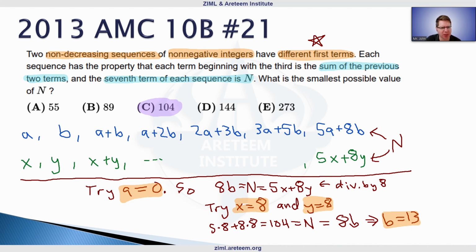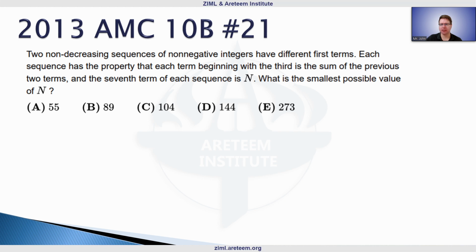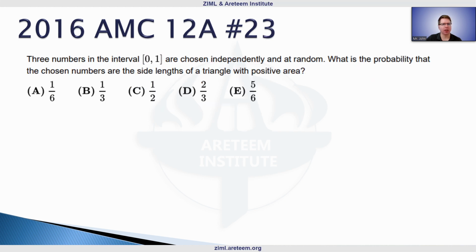So try to think about the details a little bit more there if you want, but this is the rationale of trying to build that smallest number possible in this case. Okay, so let's look at our next question from the 12A in 2016, number 23.